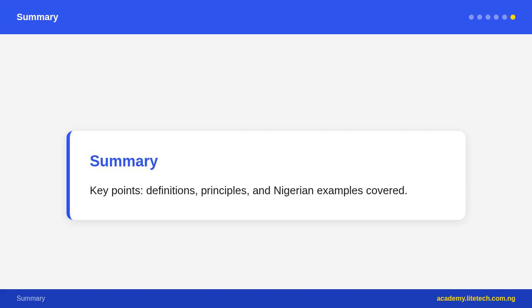WAEC tip: in all Ar calculations, show the formula, substitute values, and show working. This process earns marks even if the final answer has a small arithmetic error.